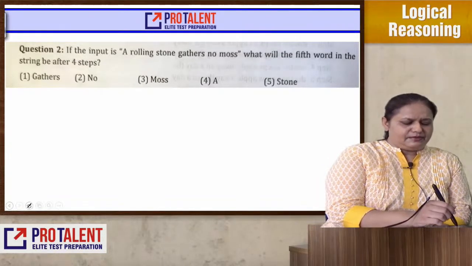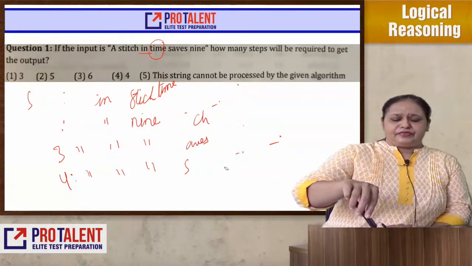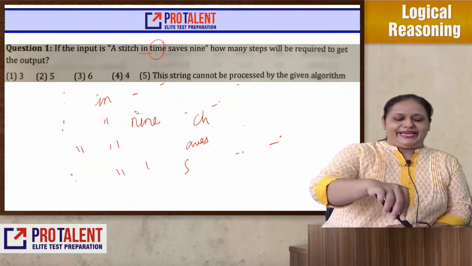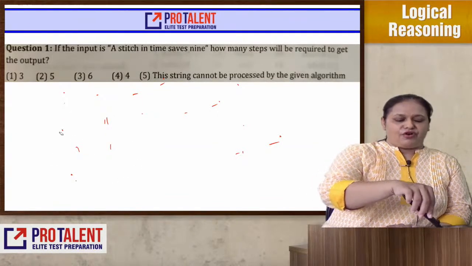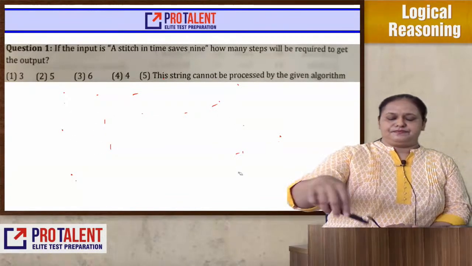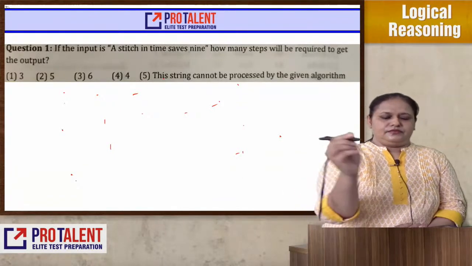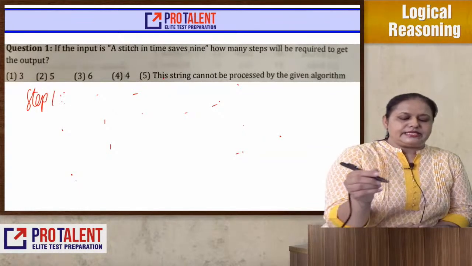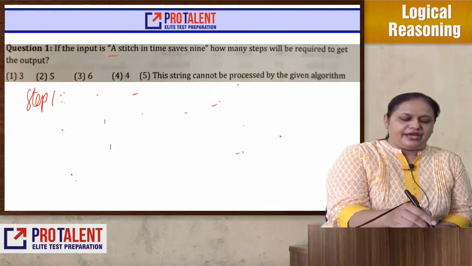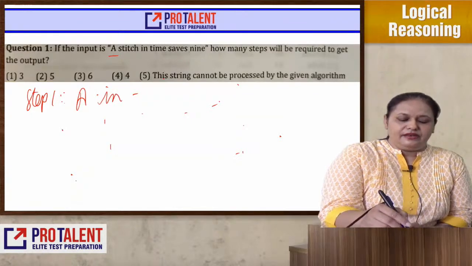Wait a minute. I'm sorry. Let me do it perfectly now because we are doing it for the first time. I don't want any kind of confusion happening over here. Otherwise, we won't have confidence in the concept. Okay, fine. So see what would be step 1. Step 1: A is already there, so we will write A, IN, and then the rest of the words, stitch.